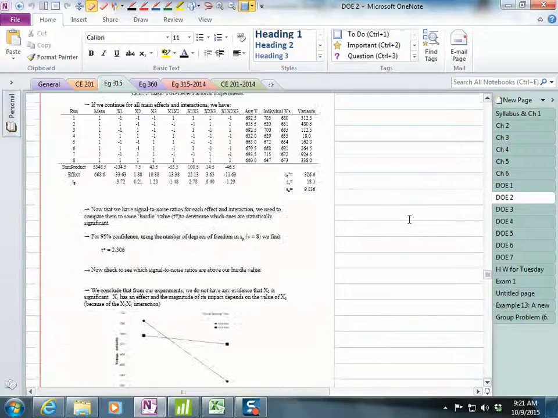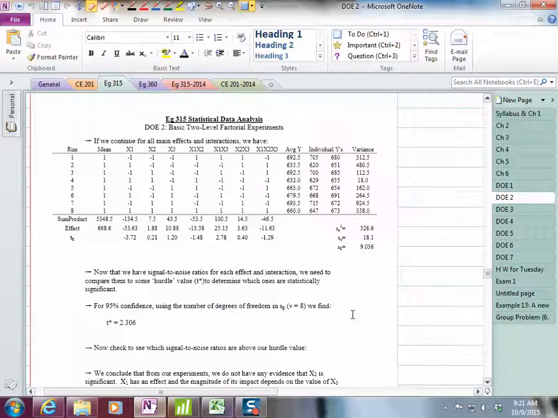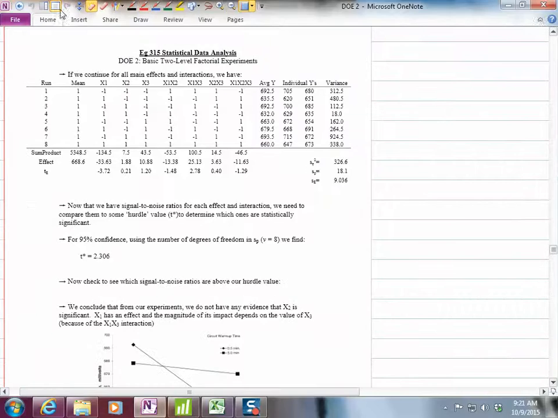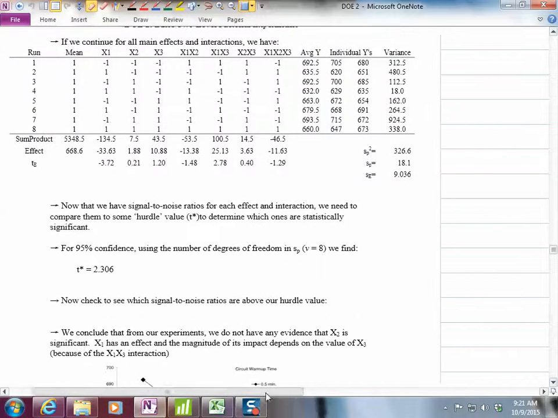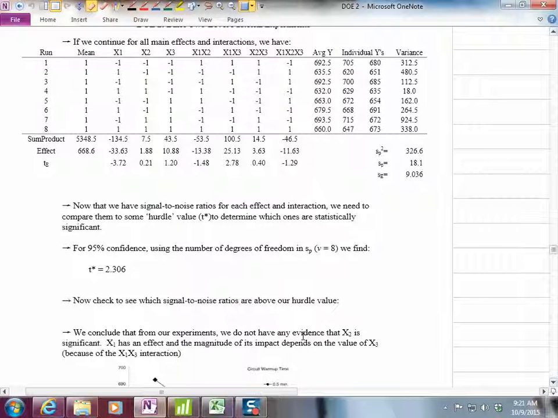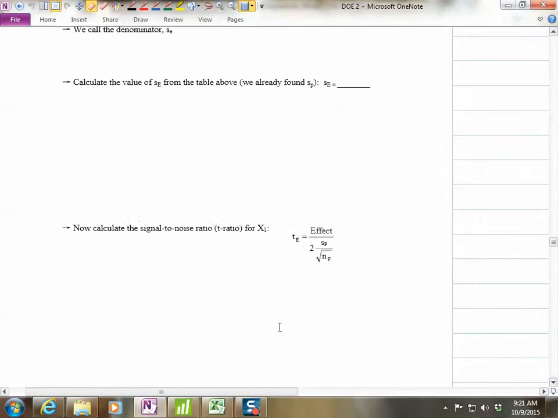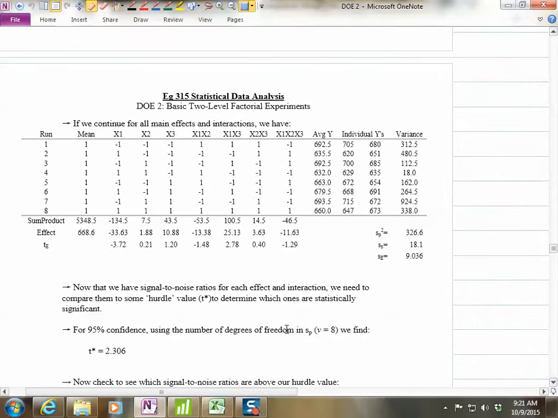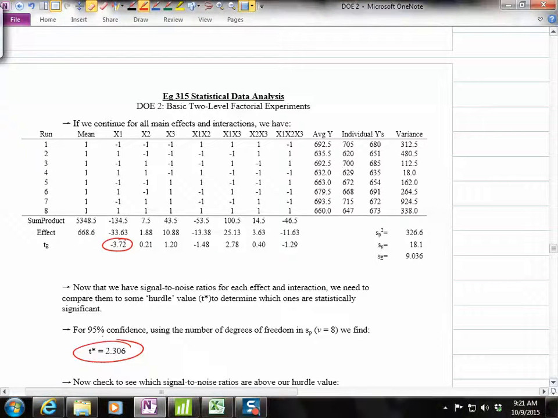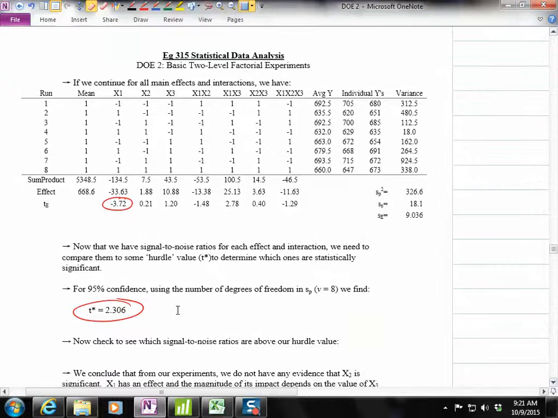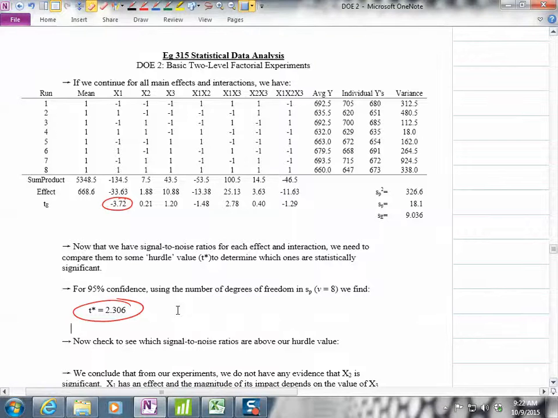This is where we left off. We were talking about a different example. This was that voltage example, right? So just to finish this off, we had gotten up to about here, as I recall. And we calculated effects. We calculated the signal-to-noise ratio of those effects, which are the T's. And then we compared them to the hurdle value and said this was significant.